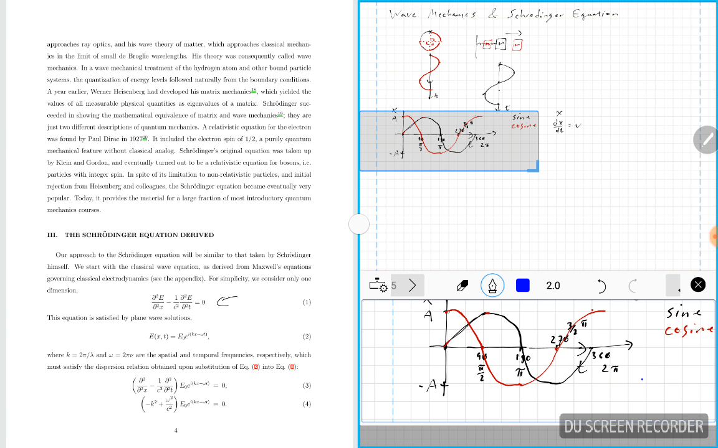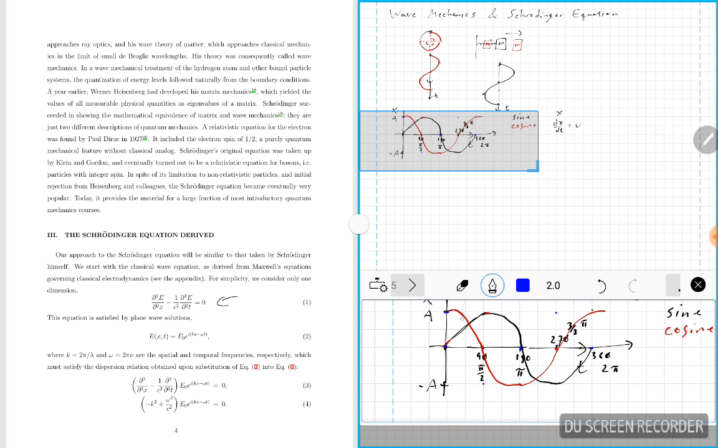If I do it again, I get the derivative here is 0. The derivative here is very steep, but it's negative. The derivative here is 0. The derivative here is very steep, but it's positive. And the derivative here is 0.